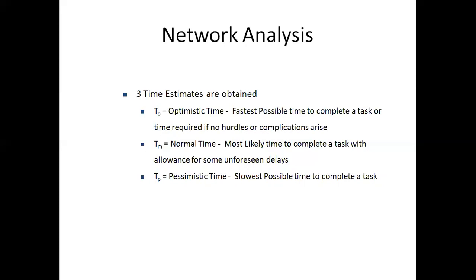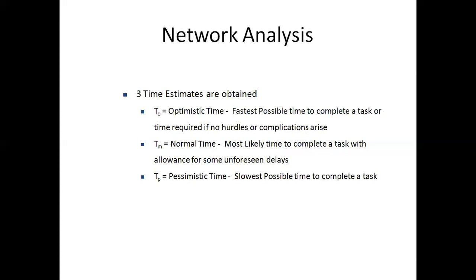TM is the normal time or the average time, and some people will say around 10 days they take to complete, the most likely time to complete a task with allowance for some unforeseen delays. And TP is the pessimistic time or the slowest possible time. Some people will take the slowest possible time to do a particular task.